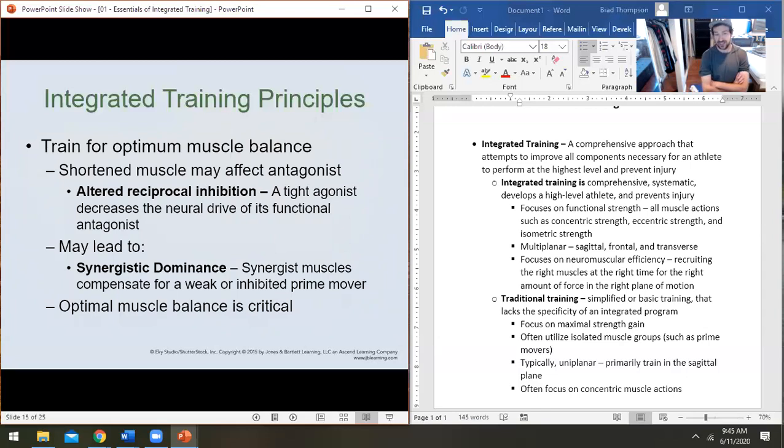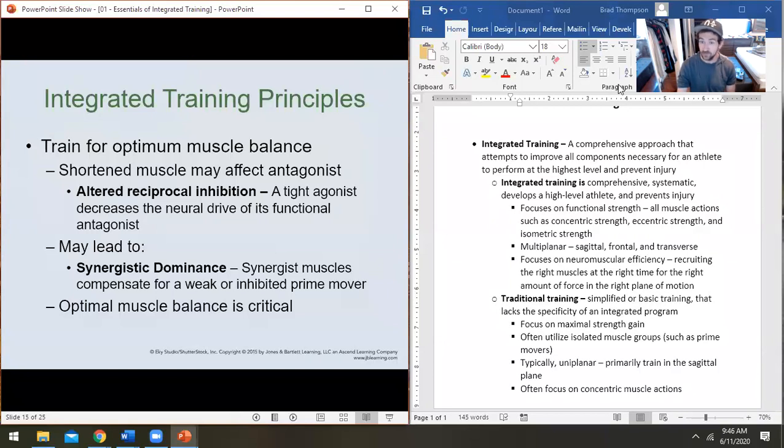So a lot of times what ends up happening when that agonist can't do its job, and here's the classic example, and I think the one they're going to use here, is overactive hip flexors, which decrease the neural drive of your hip extension. You are too good at this and you struggle with that. Now your hips can't extend properly, so your glutes have been turned off.